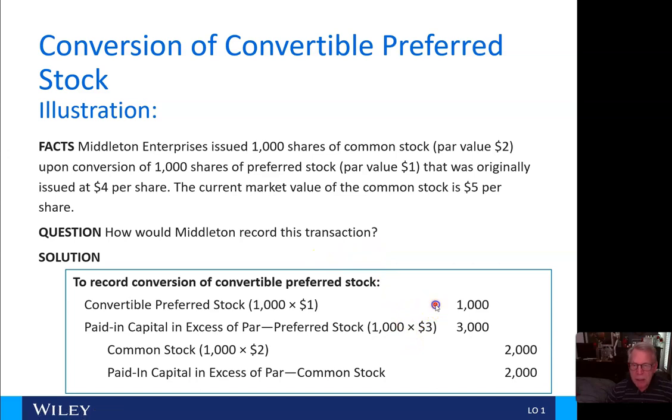We're going to debit and reduce convertible preferred stock first at its par value of $1,000 and second its paid in capital in excess of par for $3,000. The credit is going to be $2 par value on the common stock, which is $2,000, and the difference being paid in capital in excess of par common stock for $2,000.